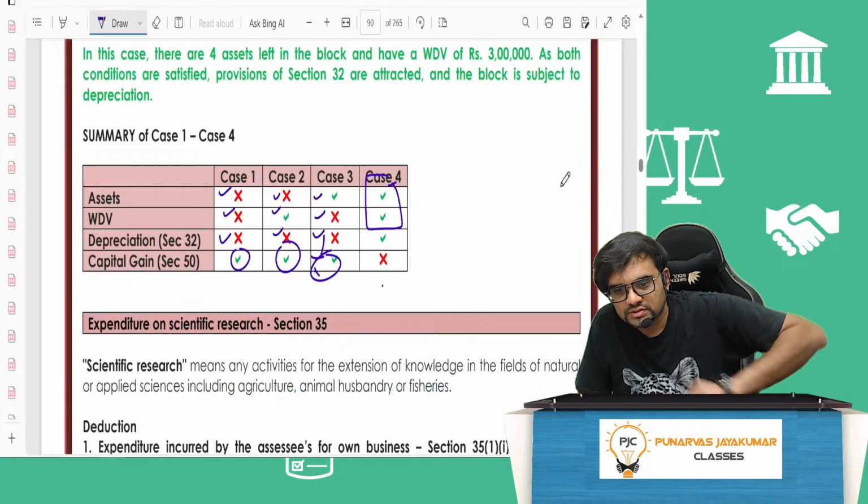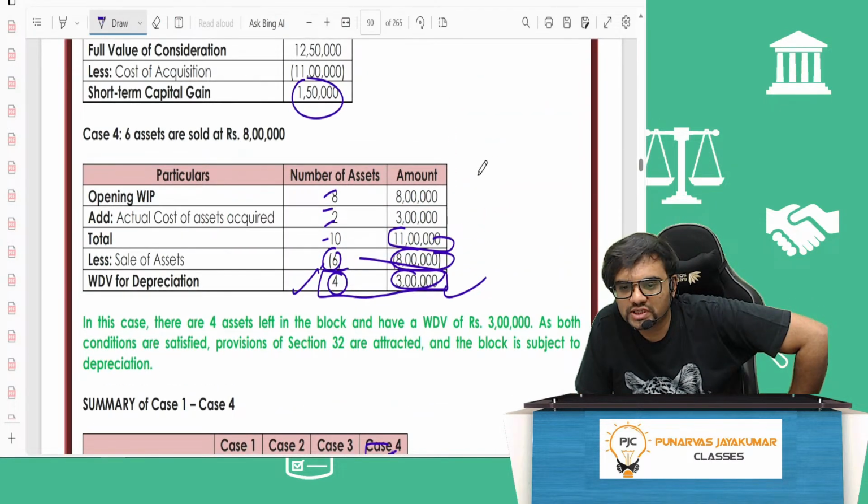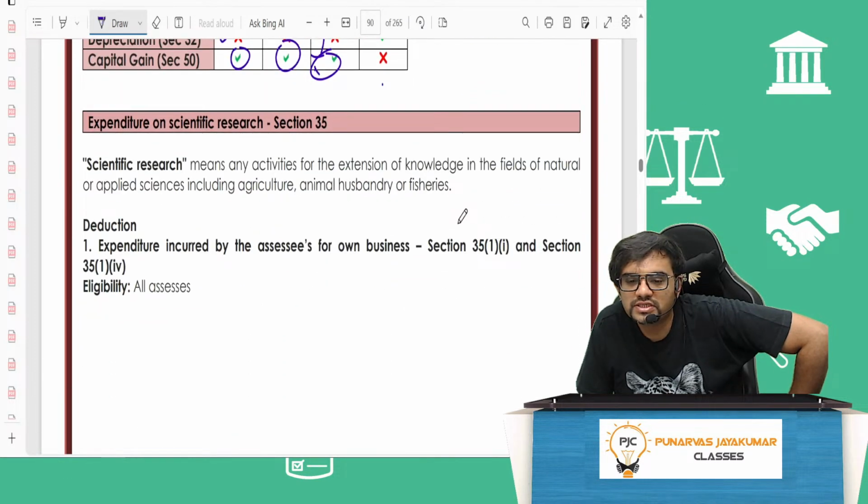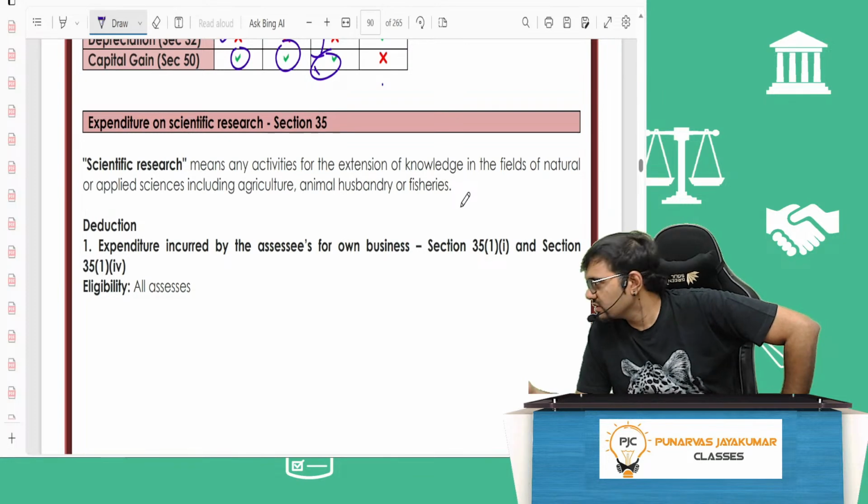Next, so we are done with 32, 33, 34, and all is not there in your syllabus. 35, expenditure on scientific research. So we have completed 28, 29, 30, 31, 32. 32 is a bigger, like deadly section it is, depreciation. So much time we took. Now we are coming, these are all easy sections. It will get over decently.